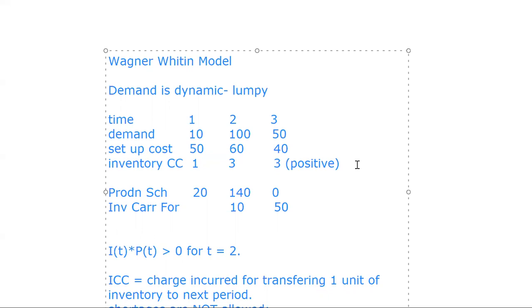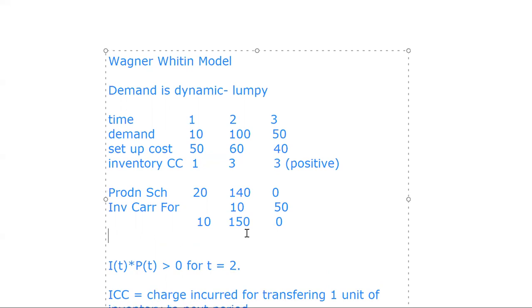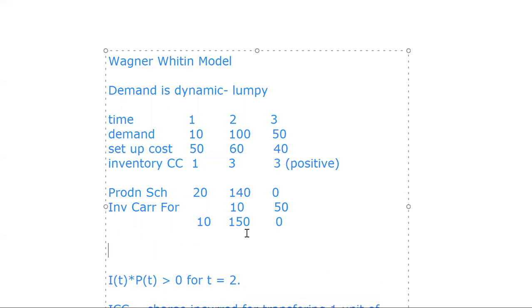If I have the schedule like this, I produce 10 here, and I produce 150 here, and I produce 50, and I produce 0 here. So what I have done, what is the reduction in cost? Can somebody tell me what is the reduction in cost?